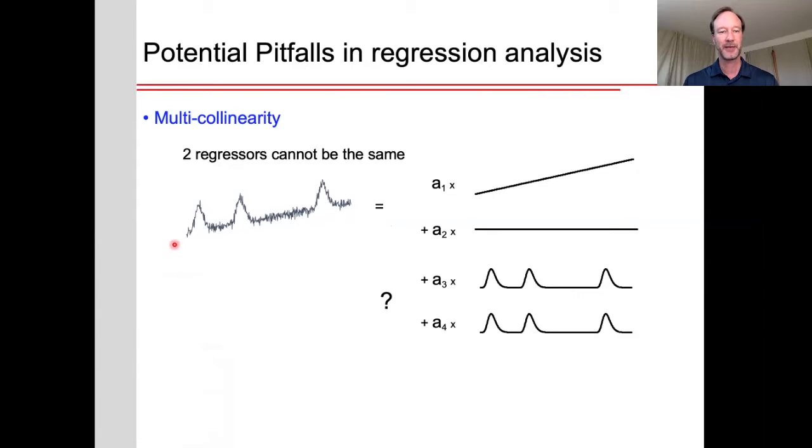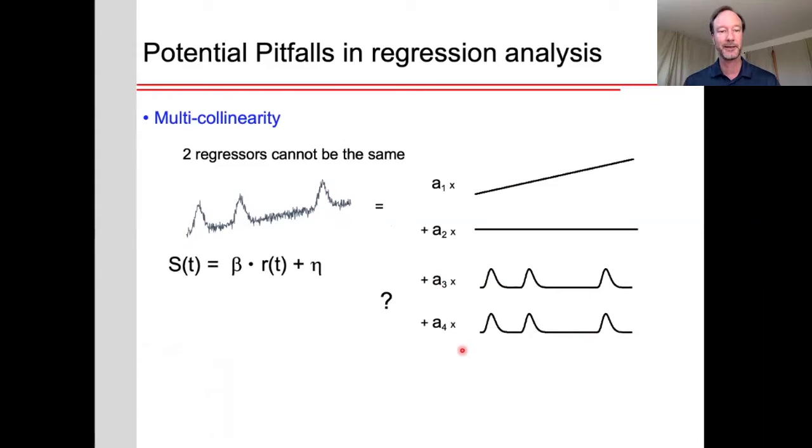So for example, if I had this particular time course as illustrated here, and I want to model that with a linear trend, a constant offset, and two regressors that are exactly the same, then really you would not know which of these would be causing this particular response.